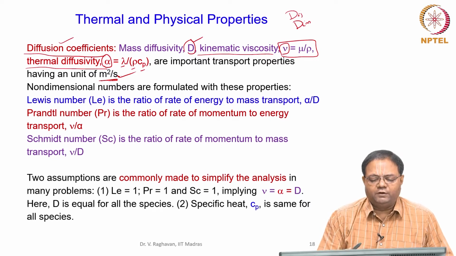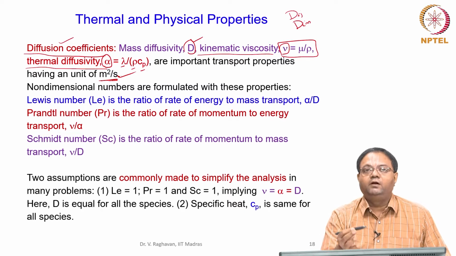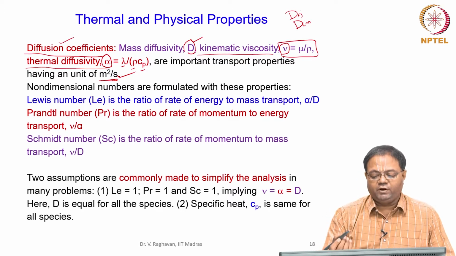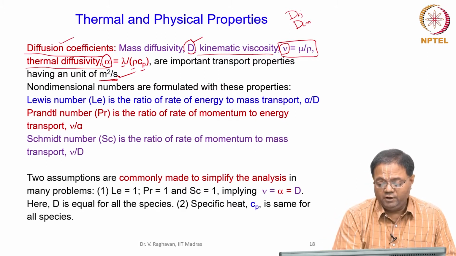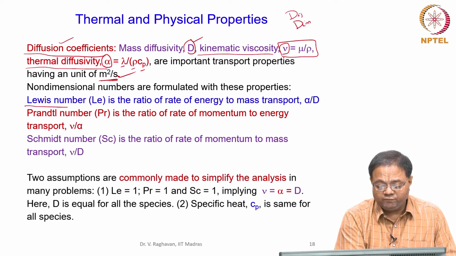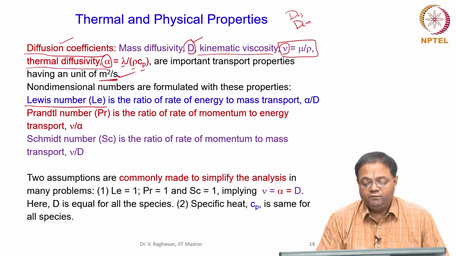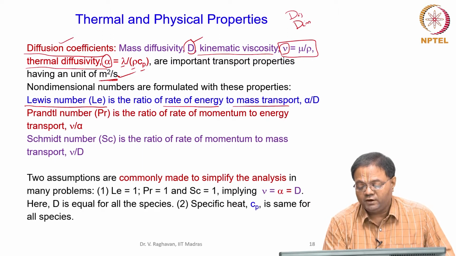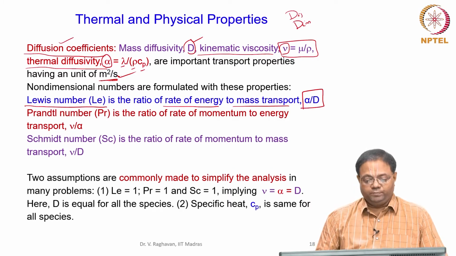So, you can see that based upon the species, the mixture, etc., these properties will vary. They may not actually be the same, but what we can do is define some non-dimensional numbers based upon these three. The first number we define is called the Lewis number, Le, which is the ratio of the rate of energy to mass transport, alpha by D.